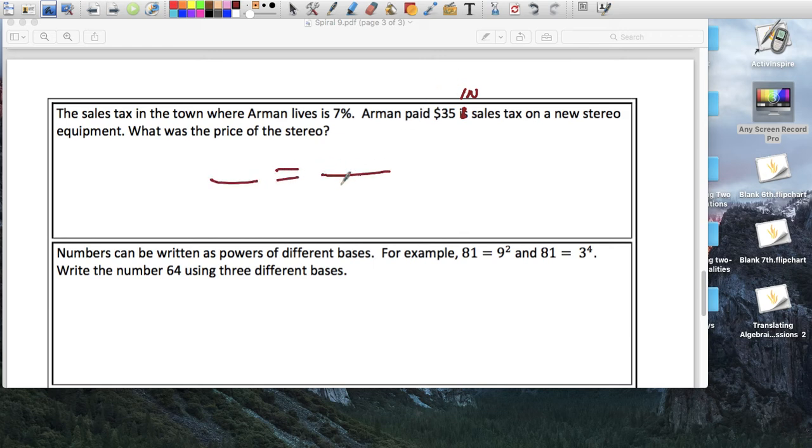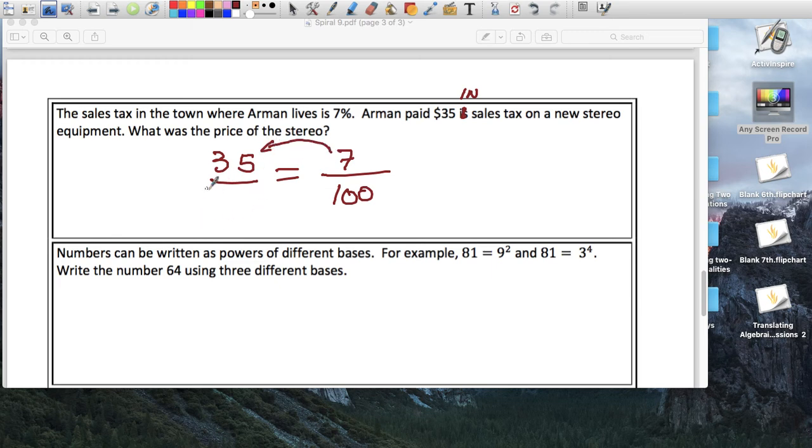So here is 100%. This is 7%, right? I'm going to leave that there. And 7% represents the $35 that he paid, so it's a pretty expensive stereo. So let's find out the price here.